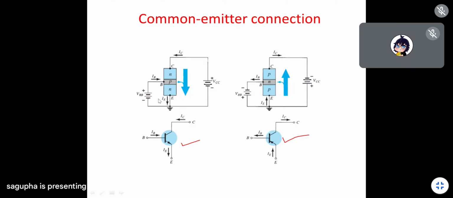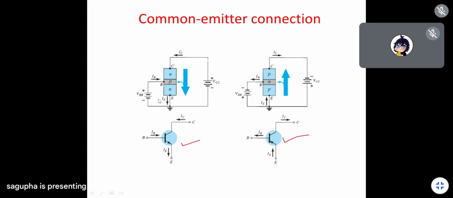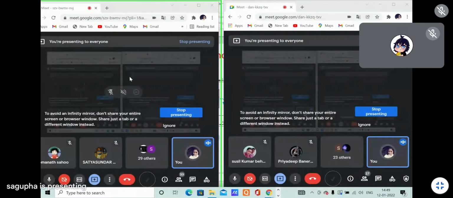Generally, when we talk about the cutoff region, my input side and output side should be in reverse bias. And whenever we talk about the saturation region, my output and input side should be in forward bias. Okay, remember this. For the active region, my input side should be in forward bias and the output side should be in reverse bias. Okay, got it? For the cutoff region, both should be in reverse bias, and for the saturation region, both should be in forward bias. Okay? All of you got it?